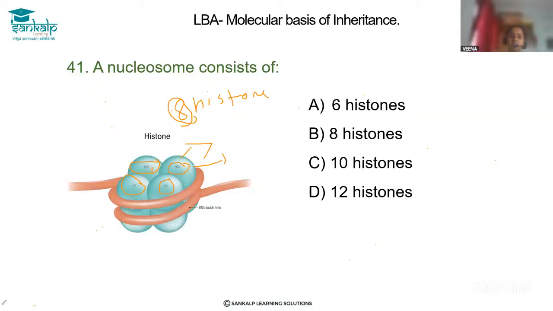So the correct answer is here, dear student. Not 6, not 10, not 12. The answer is B, 8 histone proteins are present. Okay. Thank you.